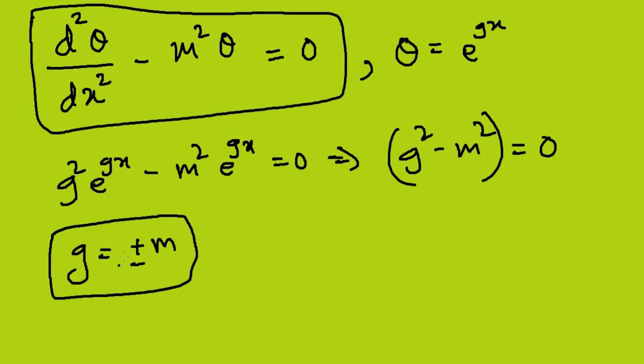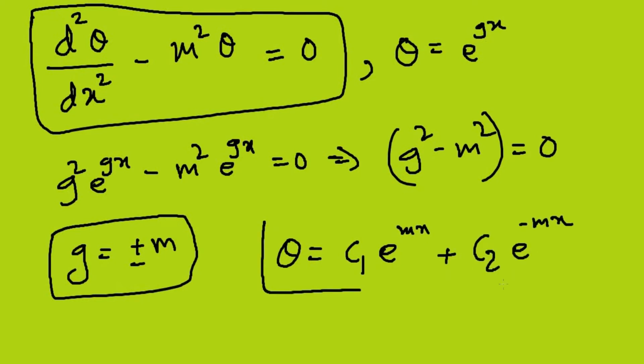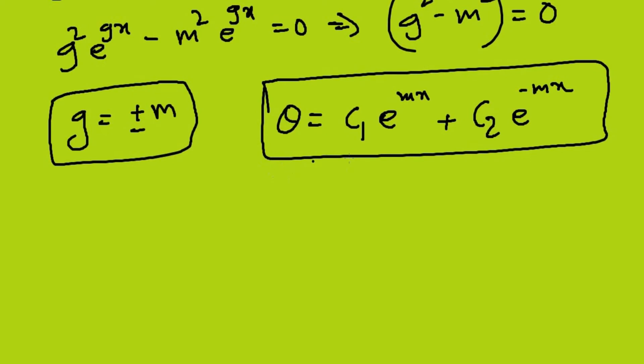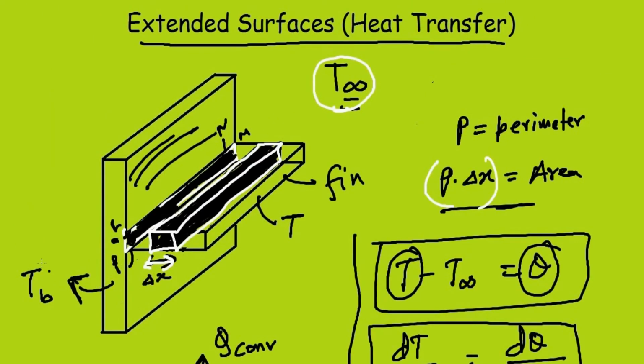For this type of solution, the expression will be theta equals c1 e^(mx) plus c2 e^(-mx). This is the solution that we get. Now we will try to impose various boundary conditions and try to find c1 and c2. One basic boundary condition is that at x equal to 0 the temperature is Tb. If I take this direction as x, then at x equals 0, the base of the fin is at a temperature Tb. This will be a basic boundary condition.